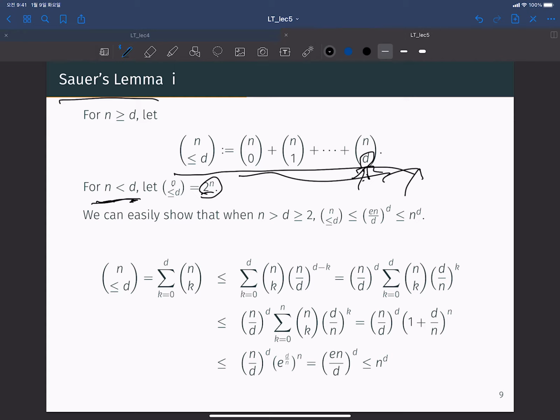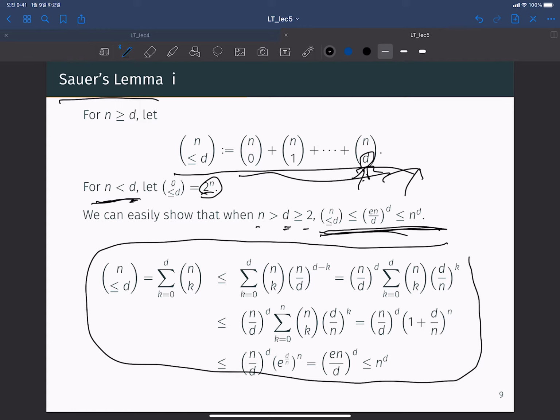We can easily show that when n is strictly bigger than d and d is greater than or equal to 2, there is some relationship like this. This we can easily show, and for your convenience, I write down the relationship between n choose less than or equal to d and some very interesting inequality. So we can derive this inequality from here, right?